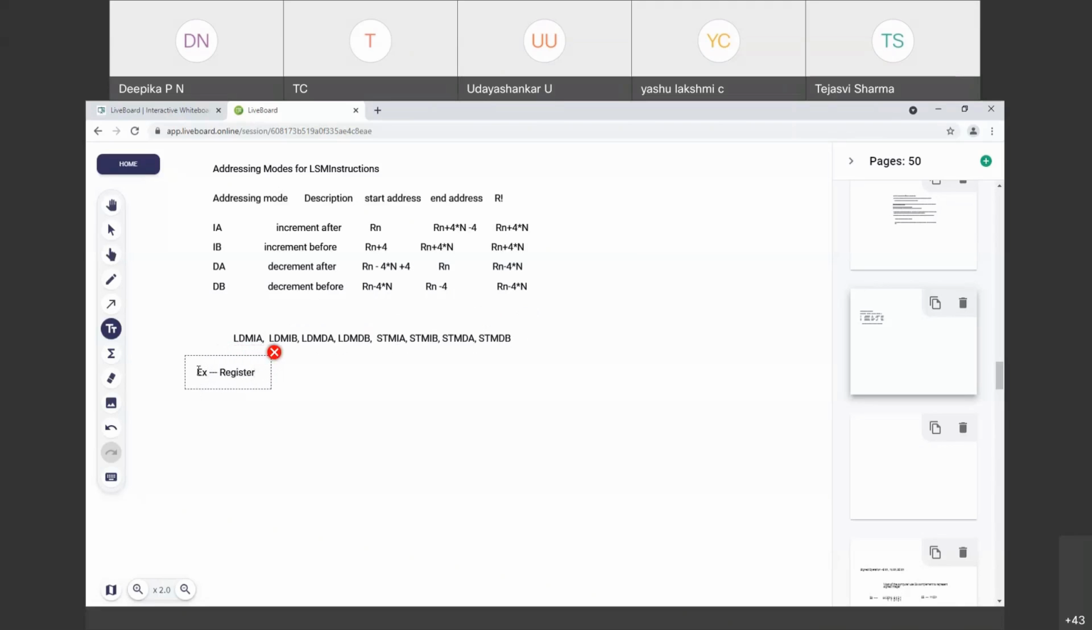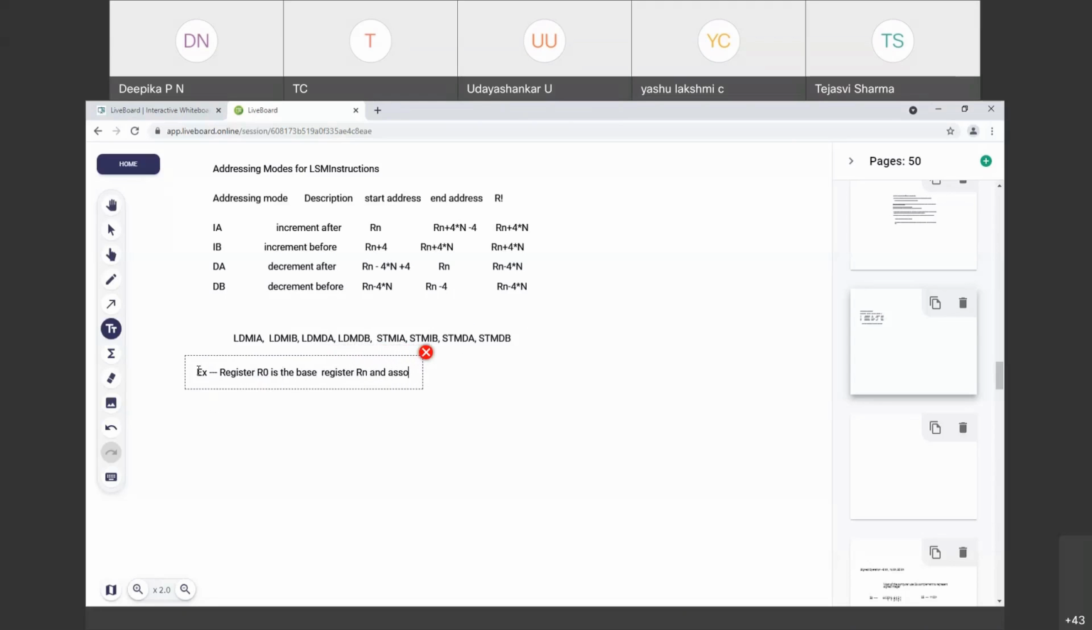For example, I'll use the register R0. R0 is the base register, which is named Rn, and I call it R0. I'll write it in capital letters for understanding purposes. R0 is the base register Rn. Instead of Rn, I will call it R0.